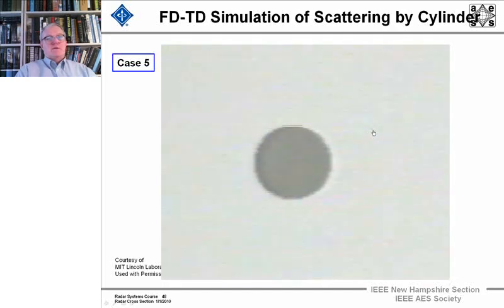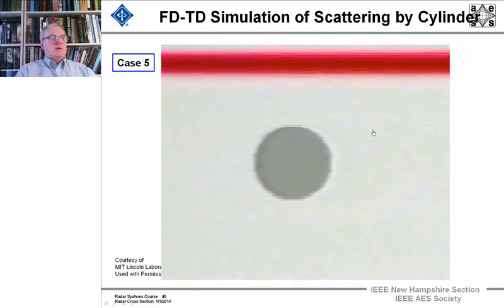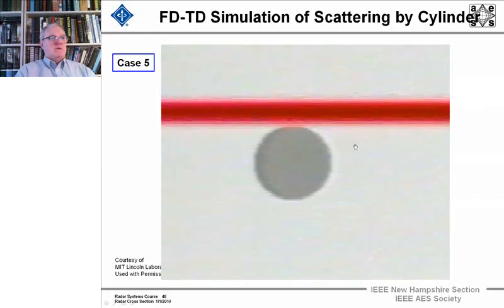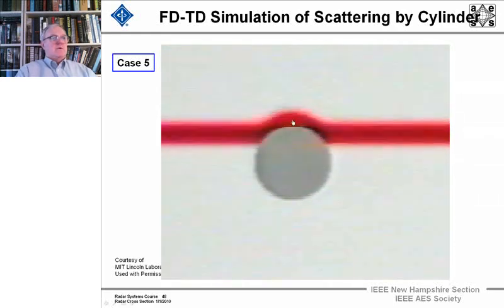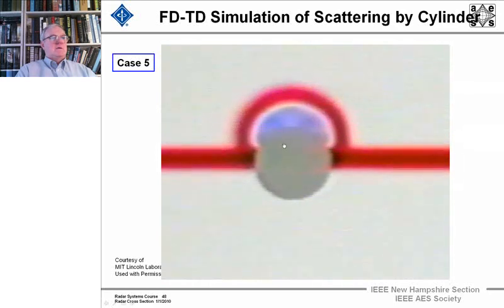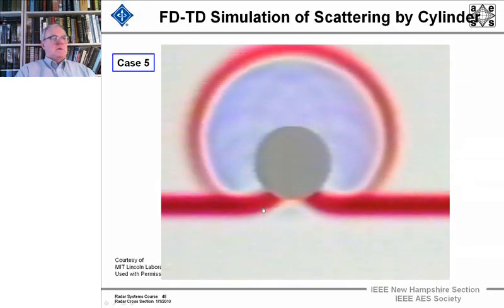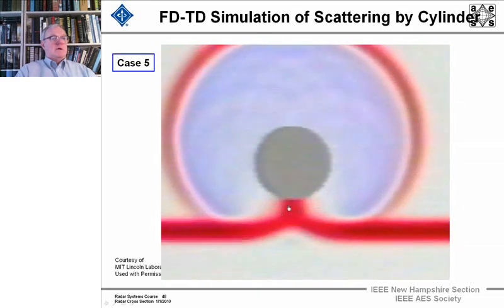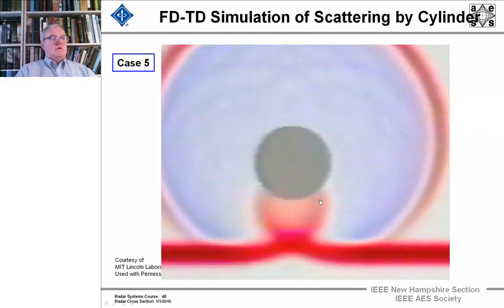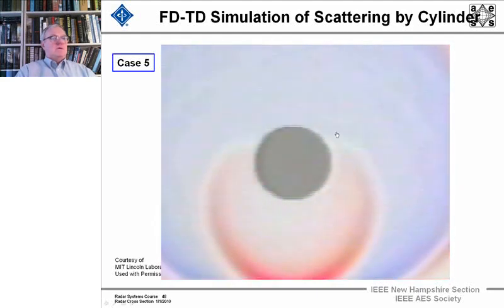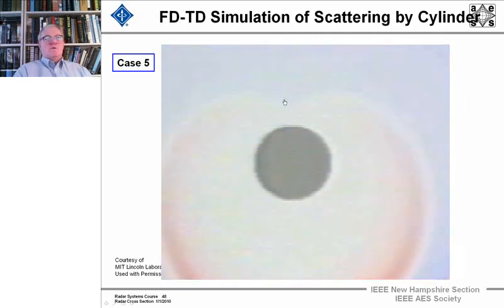I'd like to just add that these movies were put together by Bob Shin from MIT Lincoln Laboratory and some friends, and I'm indebted for their use. Here we see the scattered wave come back. And then as the wave comes around, it creeps around the back and comes out. Here we see the creeping wave. And of course, this is at one frequency.